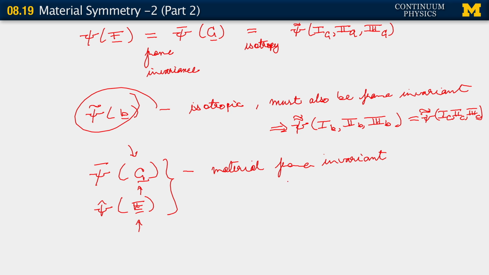So this thing is frame invariant, not necessarily isotropic. If we want to further make it isotropic, that is what we have to say. We have to say it's a very special function of C, or of course a very special function of E, because we can rewrite C in terms of E, and then rewrite the invariants of C in terms of the invariants of E. We can do all that. But that's a very special type of material.